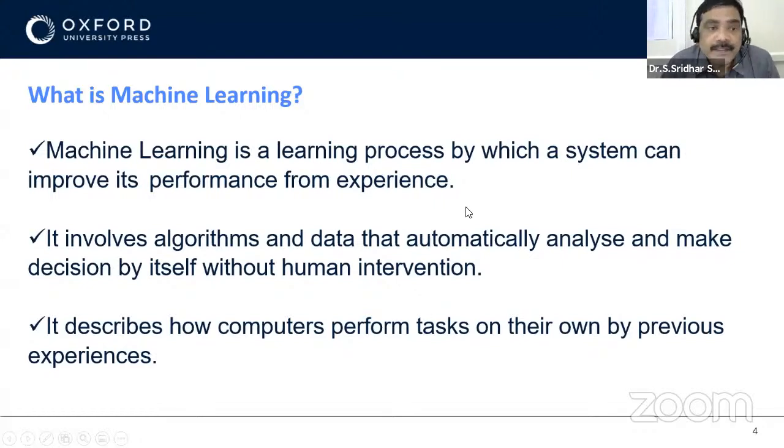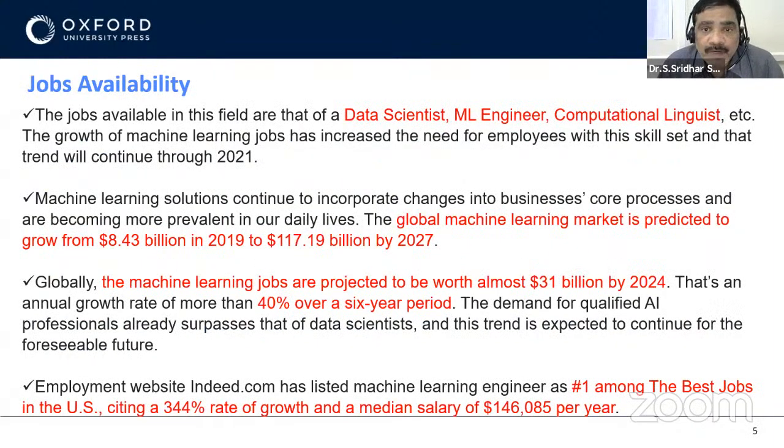Machine learning is a learning process by which a system can improve its performance from experience. We have lots of data available with the industry, in the form of archives, and we need to take decisions from this data. That is the importance of machine learning. It also helps systems improve their performance by learning from old experiences. Lots of job avenues are there: data scientists, machine learning engineers, computational linguists. The growth of machine learning is very amazing, and it spans lots of job opportunities.